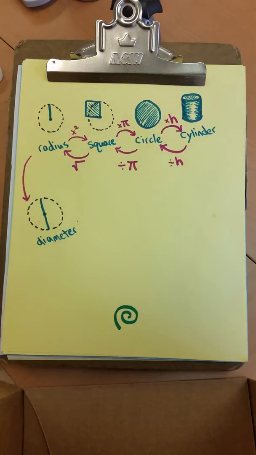If for some reason you need the diameter, not the radius, to get from the radius to the diameter, just multiply by 2, because the radius is halfway across the circle, the diameter goes all the way across the circle, so it's just 2 radiuses, or radii as they call it. If you know your diameter, to get back to the radius, just do the opposite and divide by 2.